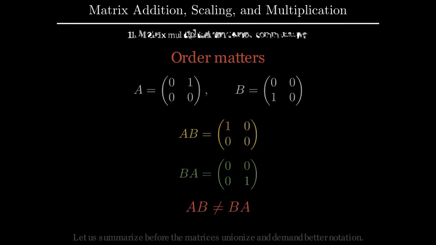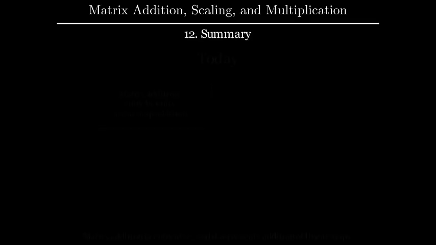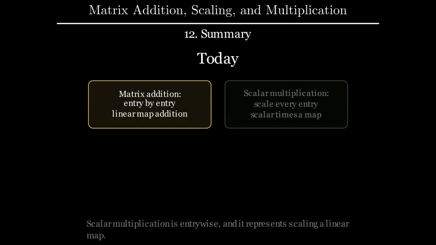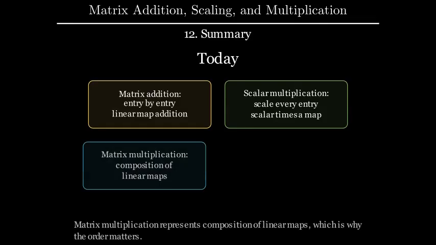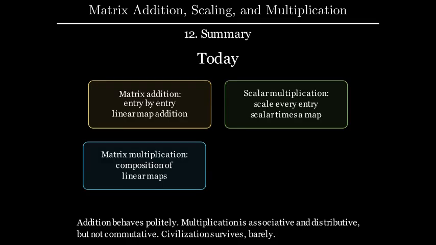Let us summarize before the matrices unionize and demand better notation. Matrix addition is entrywise, and it represents addition of linear maps. Scalar multiplication is entrywise, and it represents scaling a linear map. Matrix multiplication represents composition of linear maps, which is why the order matters. Addition behaves politely. Multiplication is associative and distributive, but not commutative. Civilization survives. Barely.